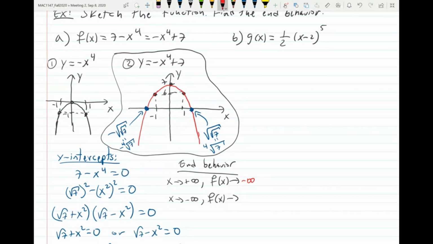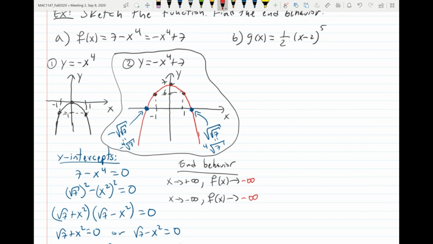What's the behavior to the left when x approaches negative infinity? It's also negative infinity. Very good. So this function begins down at negative infinity and finishes down at negative infinity. By that I mean when you're graphing from left to right, you're coming from below, and then you finish also towards negative infinity. All right? It's going to be important later on when we look at polynomials.